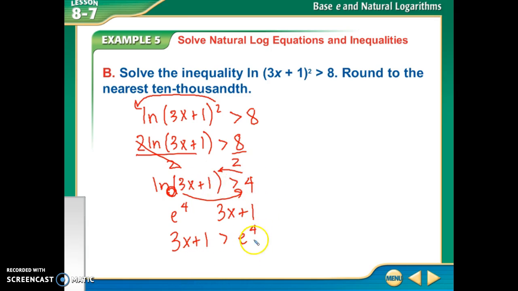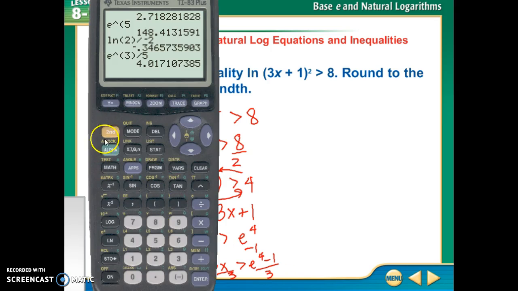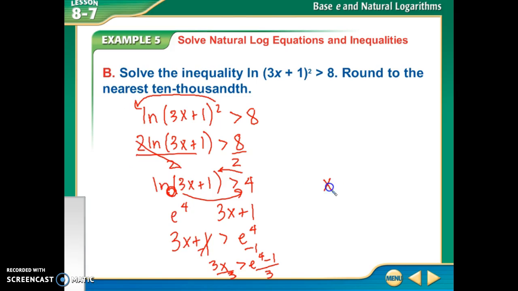All right, then I just want to solve for x. From e to the 4th, that's a number, so I'm just going to subtract 1 from that number. So then we get 3x is greater than e to the 4th minus 1, and then divide by 3. So in my calculator, I'm going to go second natural log, e to the 4th, minus 1. I'm going to go ahead and press enter just so I don't have to worry about parentheses. And then divide that by 3. So we get 17.8661. So x is greater than 17.8661.